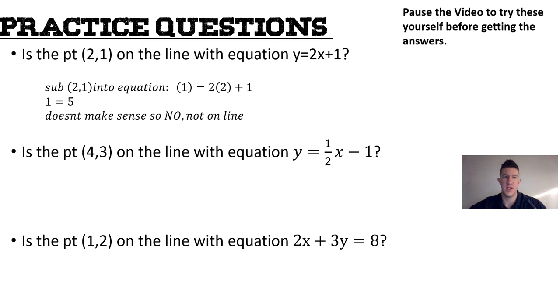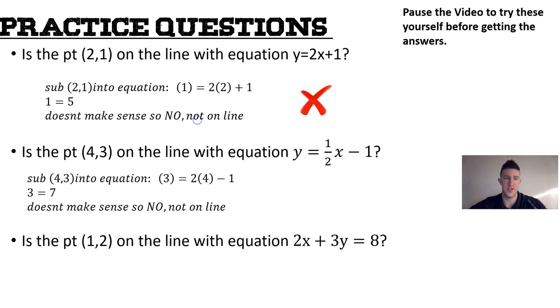So if we sub 2, 1 into the equation, it looks like this. 1 equals 2 times 2 plus 1, 1 equals 5. This does not make sense, so it's not on the line. For the next one, if I substitute the points in, I get 3 is equal to 2 times 4 minus 1, 3 equals 7. That doesn't make sense, so that tells us it's not on the line.